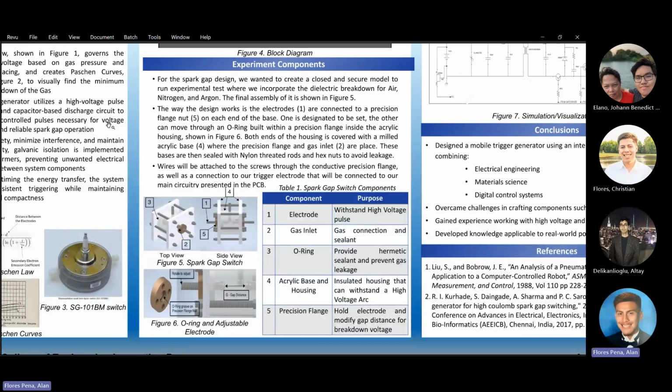Both ends of the housing is covered with the milled acrylic base, part 4, where the precision flange and gas inlet, or part 2, are placed. These bases are then sealed with nylon-threaded rods and hex nuts to avoid leakage. Wires will be attached to the screws through the conductive precision flange, as well as a connection to our trigger electrode that will be connected to our main circuitry, which is presented in the PCB.